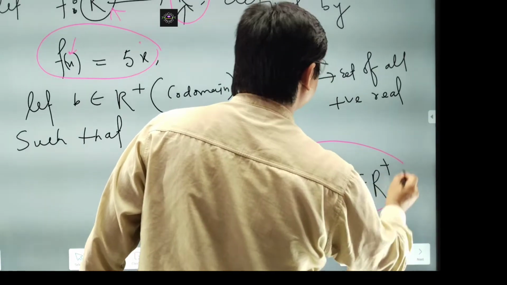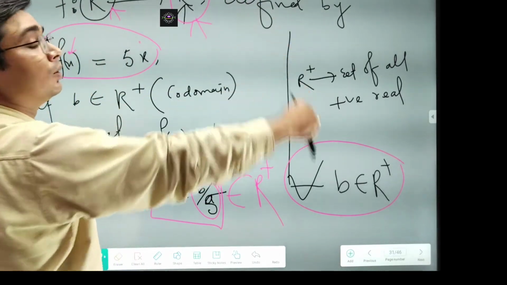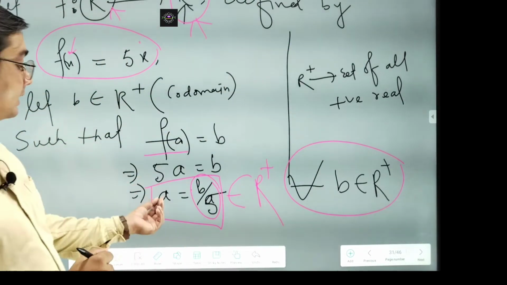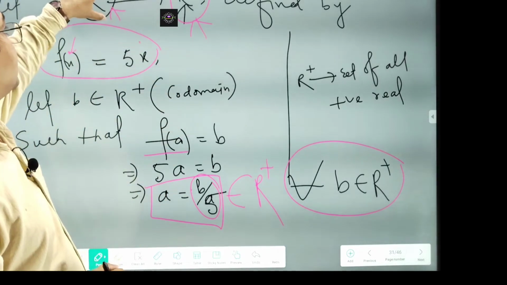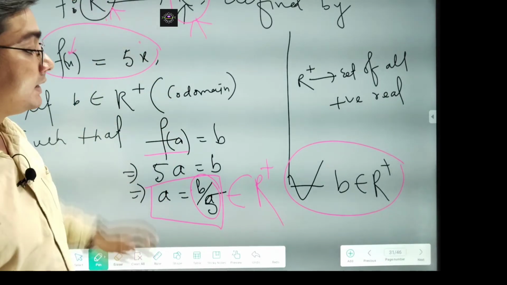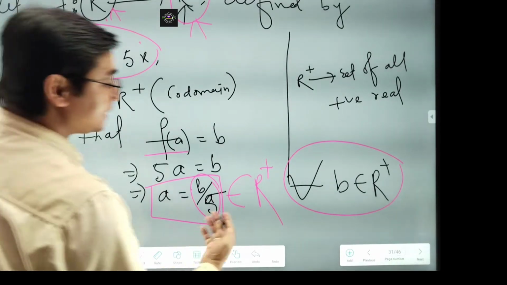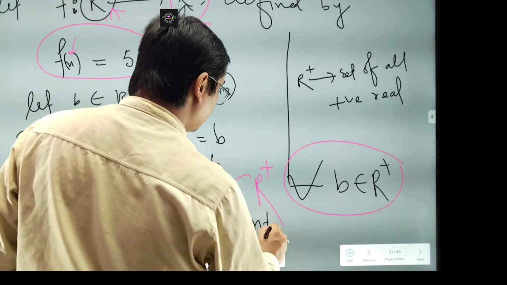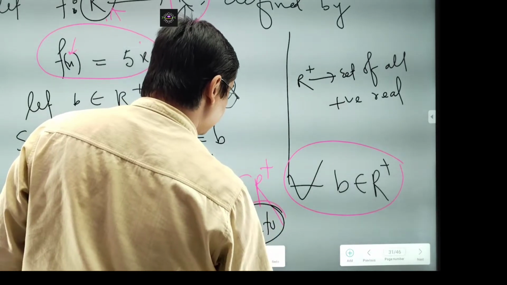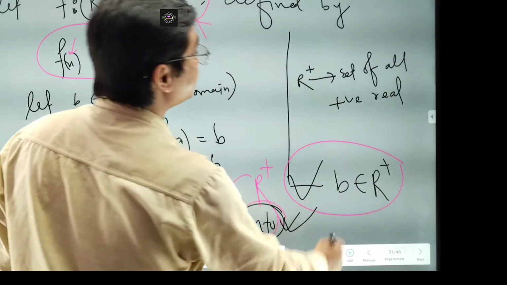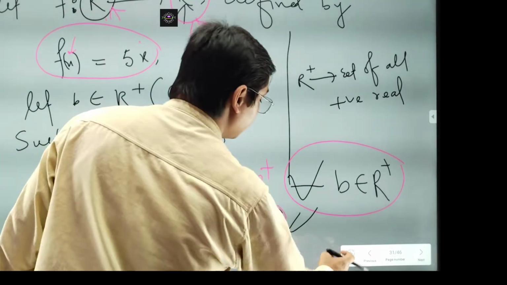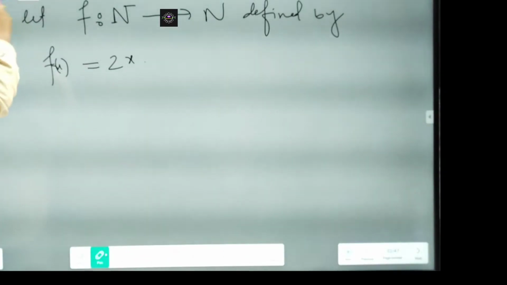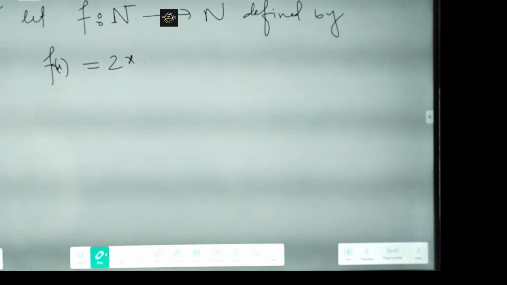Take any b in this set, and for that b you will get the corresponding value of a, which will be in this set. That means this function is onto. Yes guys, this function is onto. Okay, so now we need to verify whether this other function is onto or not.